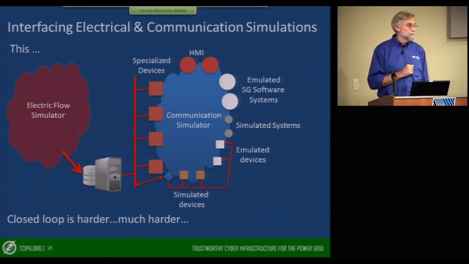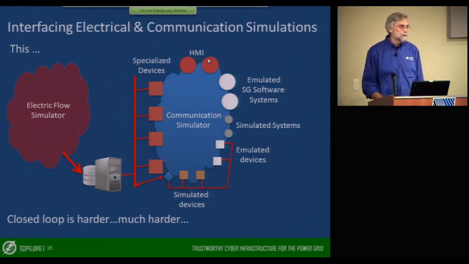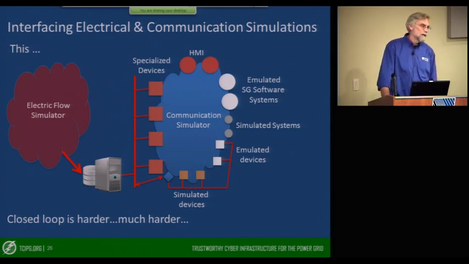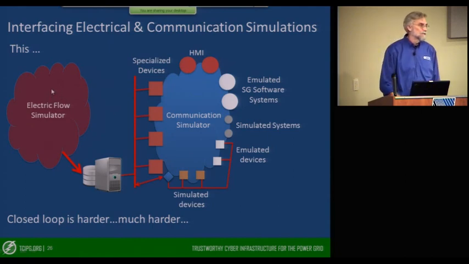And we have done simulations where this has happened. We have done experiments or demonstrations where someone in the HMI, a hacker, got into a relay and changed the setting on it, which caused a line to open, which caused the flow topology to change, which should change what's happening over in the electrical flow simulator. Which means that on the simulation side, you can be doing things that affect the electrical flow side.